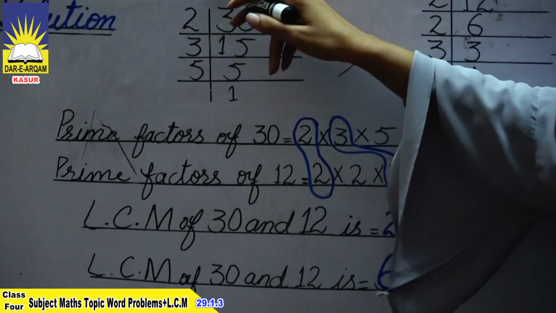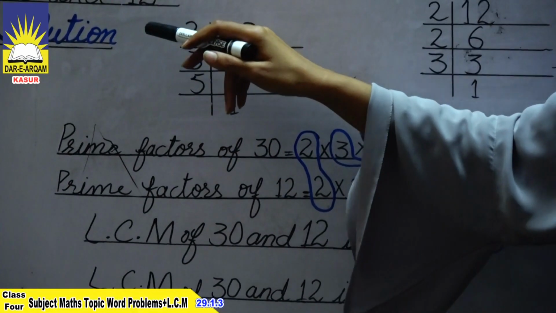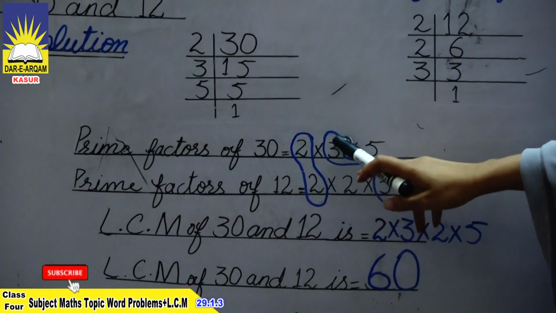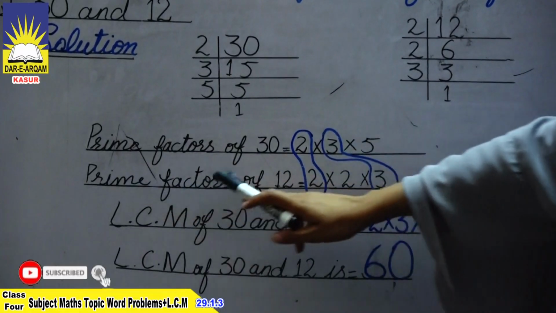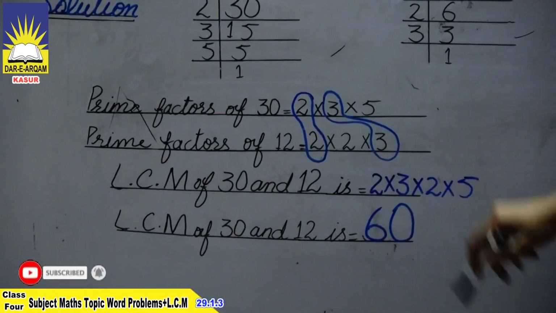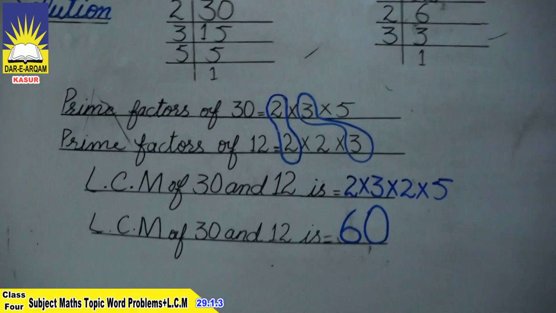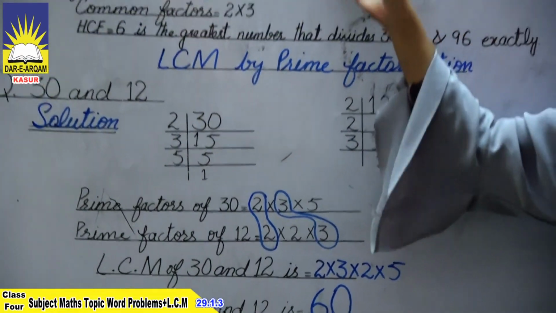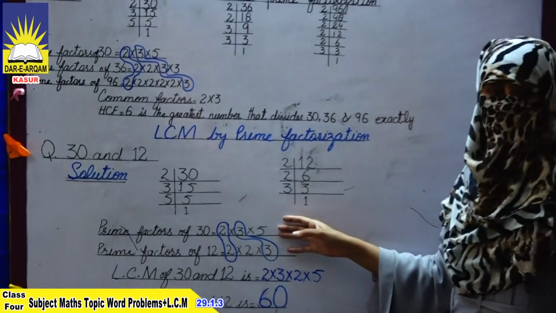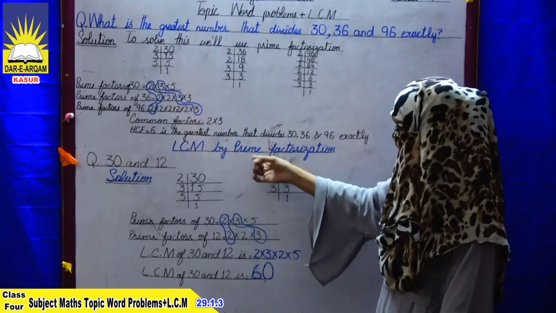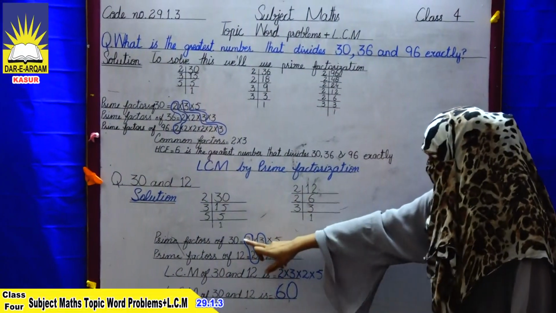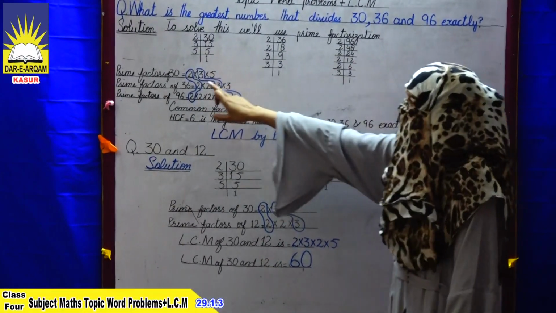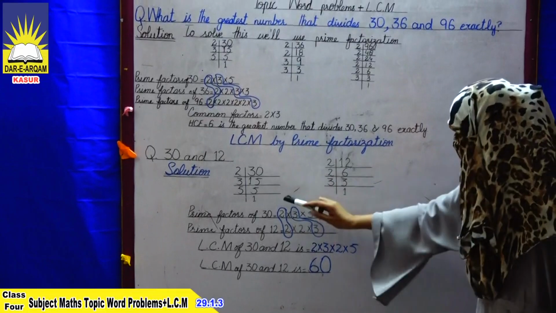Prime factorization is also a method that gives us the prime factors of those numbers. Prime factors mean all those numbers which have only two factors, itself and 1. Prime factors of 30: 2 multiplied by 3 multiplied by 5. Prime factors of 12: 2 multiplied by 2 multiplied by 3. What is the difference between HCF and LCM? HCF means highest common factor. LCM means least common multiple. In LCM, common factors are multiplied by uncommon factors, and HCF is only common factors.